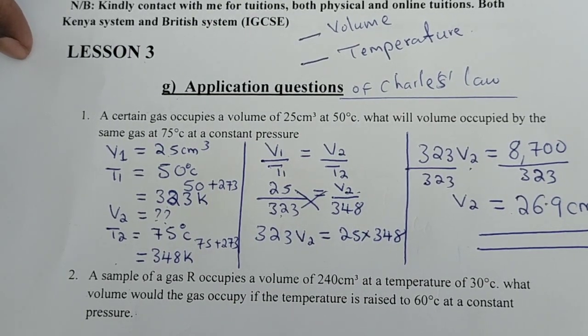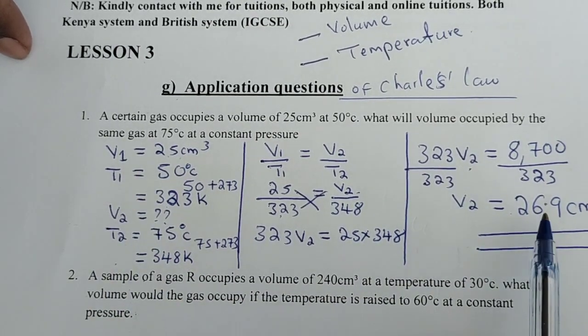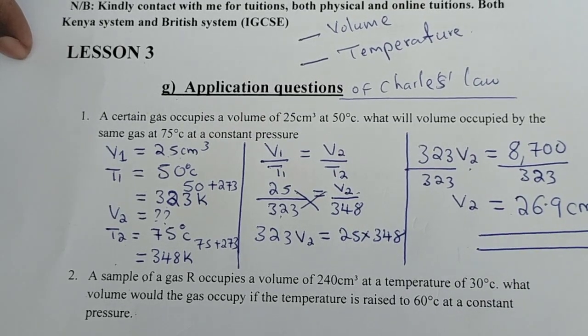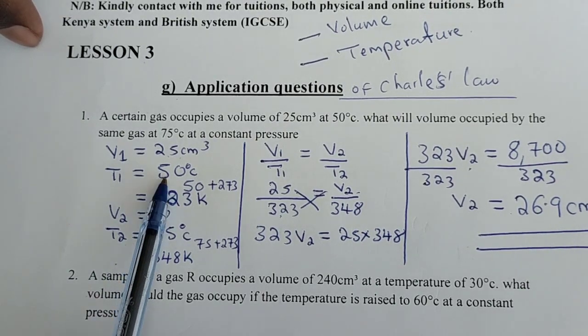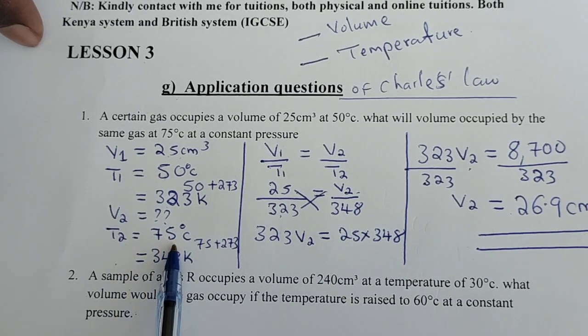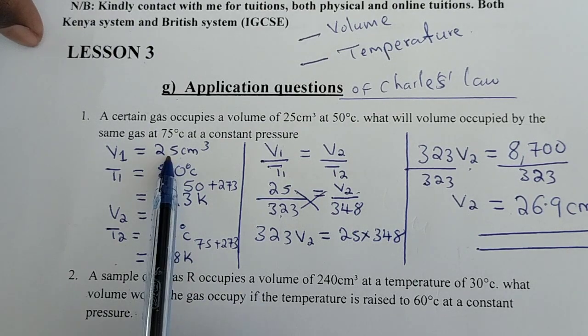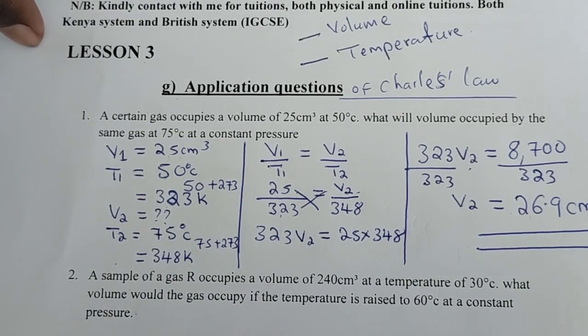So let's see here. Our volume 1 here is 25, but the volume 2 here is 26.9. Why? From the question that you have, you can foreshadow the volume that you will get by looking at the temperature, because the implication of Charles law says as the volume increases, the temperature also increases. So the temperature here increased from 50 to 75. If the temperature increased, we expect the volume to increase as well. So our volume was 25 and here it is 26.9. Let's go to question 2.